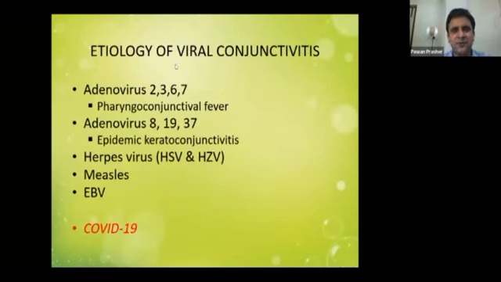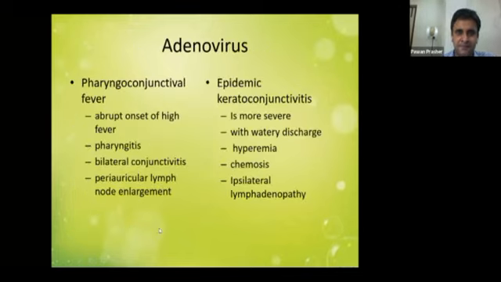And common viral conjunctivitis causes so far in literature include adenovirus 2, 3, 6, 7, which causes pharyngoconjunctival fever, and serotypes 8, 9, and 37, which is known to cause epidemic keratoconjunctivitis. Then there are herpes virus, measles virus, and Epstein-Barr virus, which are also known to cause conjunctivitis, but these are separate entities in itself, herpes especially. And now the addition to this list is COVID-19.